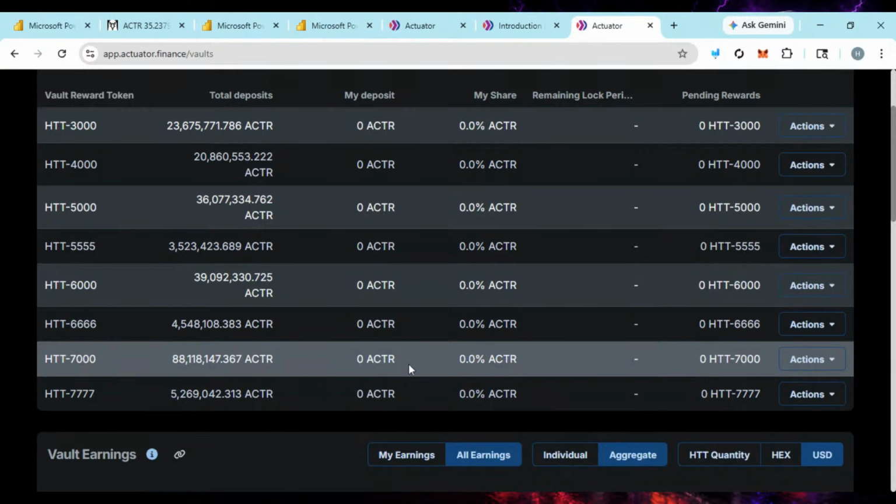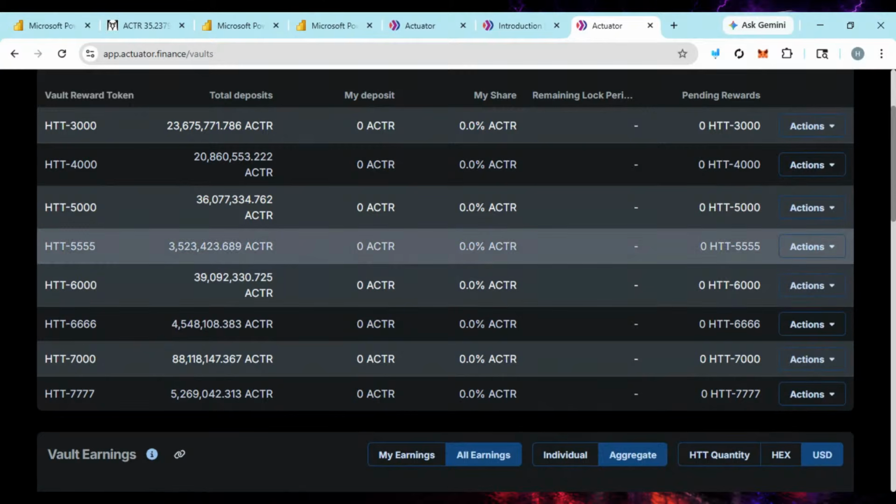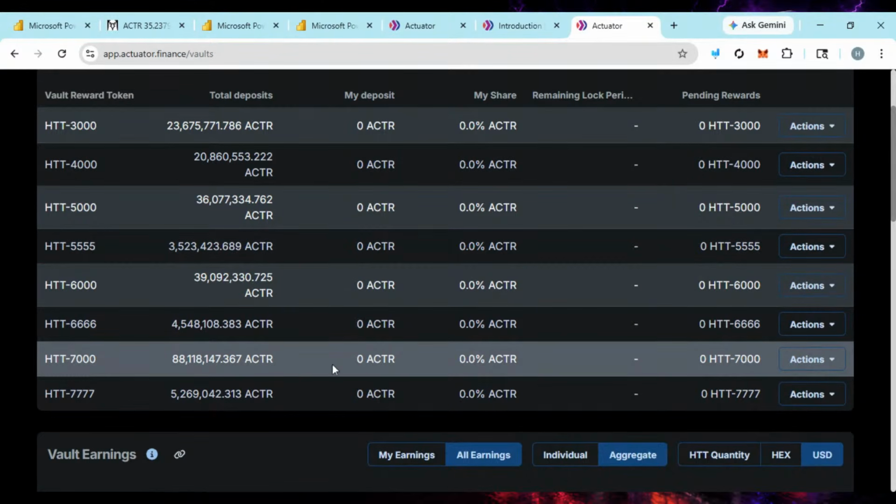And when they put the actuator in here, whenever new HTT 7000s are printed, a 1% fee is taken. Again, reference the documents, and those are distributed to the vaults. And so again, if you own this entire vault, you would get all of that. And if you own a percentage of it, you get a percentage of it.